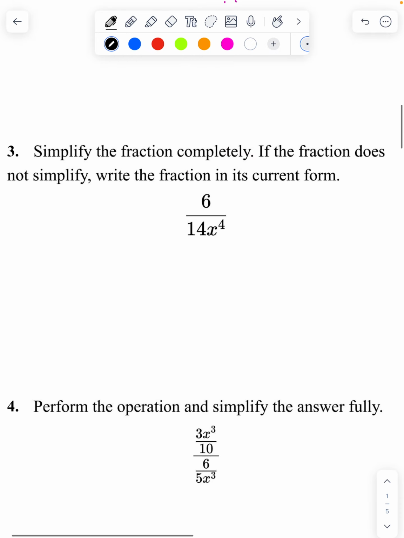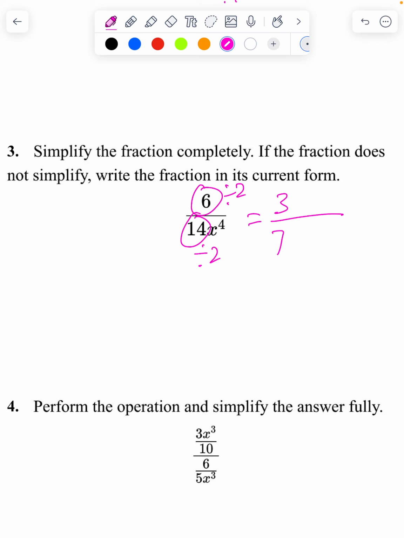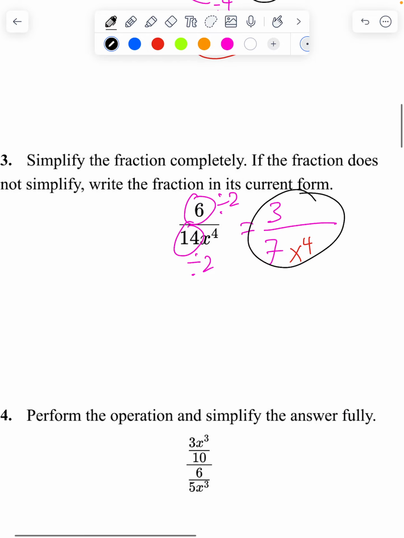Look here at number 3. How to simplify this one. Looking for greatest common factor. If I look at the numbers, they're both divisible by 2. So if I do that, I'll have 3 over 7. And then there's only x's on the bottom, so it'll just be x to the fourth. I can't do anything else with that, so this one is done.